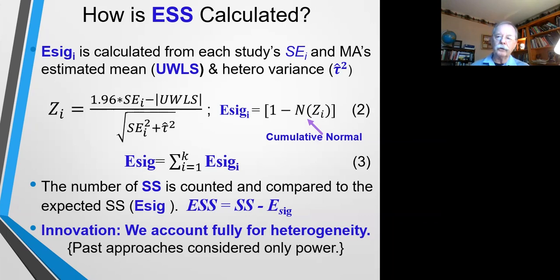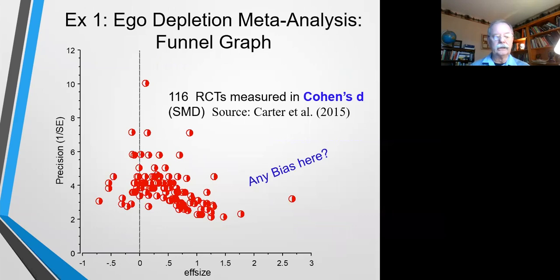We sum up over all of the estimates, all of these studies, and we get a total number that we would expect to be statistically significant if there was no publication bias. And again, excess statistical significance then is the number that were actually statistically significant, which is SS, minus this expected number. Again, our innovation is that we account for heterogeneity. Past approaches looked at only statistical power, not heterogeneity too.